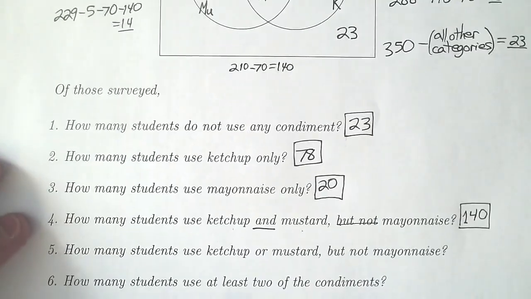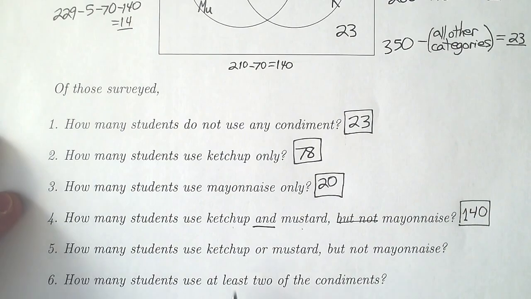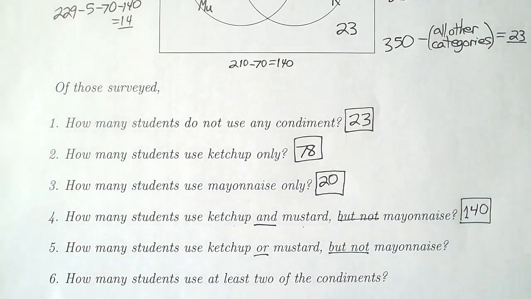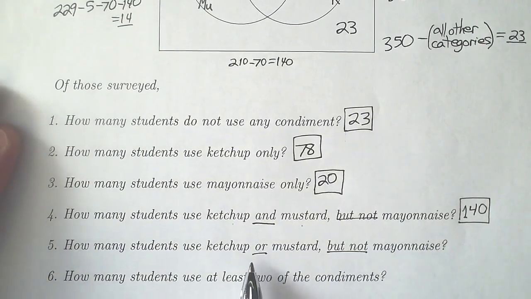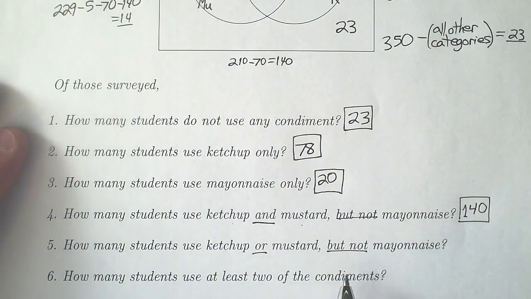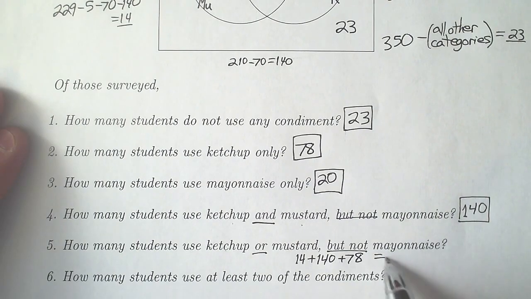See what I mean? It's sort of like a puzzle to decipher what it's asking for. How many students use ketchup or mustard but not mayonnaise? So they're in the circle of ketchup or they're in the circle of mustard. And remember, we said earlier in the chapter that when we use or, we mean or both. So they're in ketchup or mustard or both, but not in the circle of mayonnaise. So for us, that's going to be the 14 plus 140 plus 78. We already labeled those individually, and we need those three. Adds up to 232.